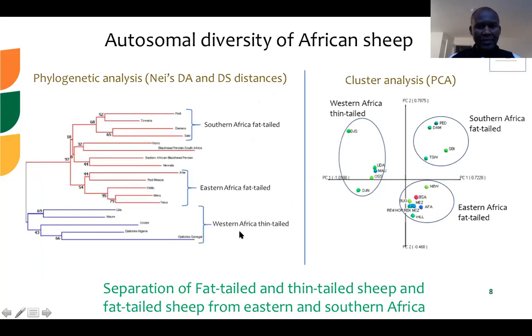Muigai found out that the thin-tailed sheep from Western Africa are divergent from the fat-tailed sheep derived either from Eastern or Southern Africa. Contrary to what was expected, the fat-tailed sheep were subgrouped into 2 main groups, one from Eastern Africa and the other one from Southern Africa. And sandwiched between these 2 groups, there was a cluster of breeds that comprised both fat-tailed and fat-rumped sheep, suggesting that the variation within the fat-tailed sheep found in the African continent is quite large.